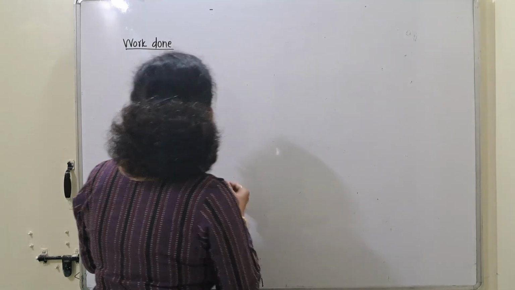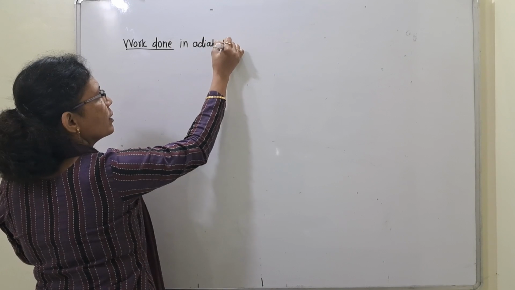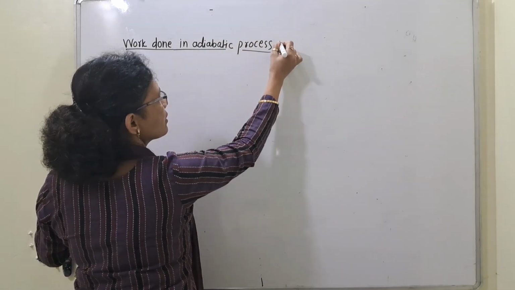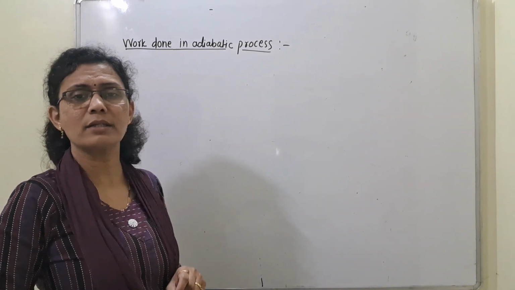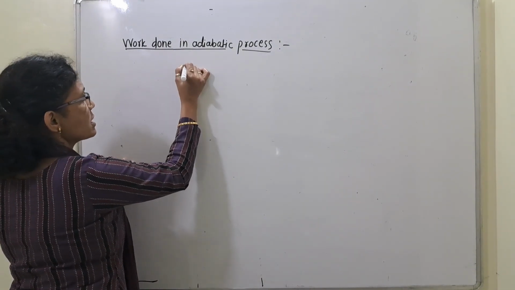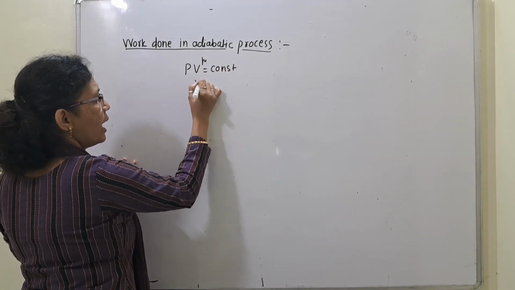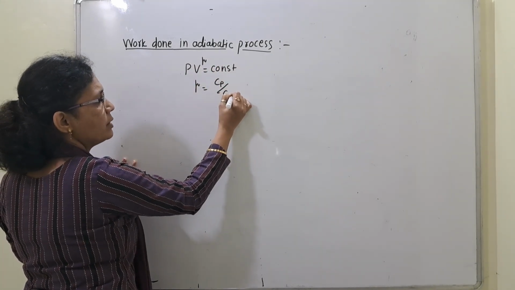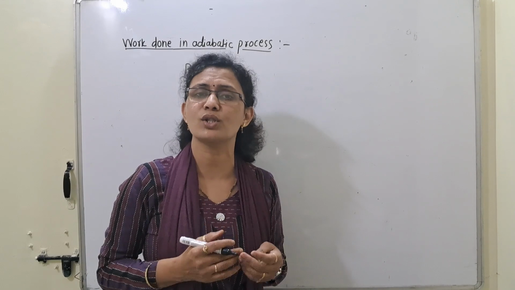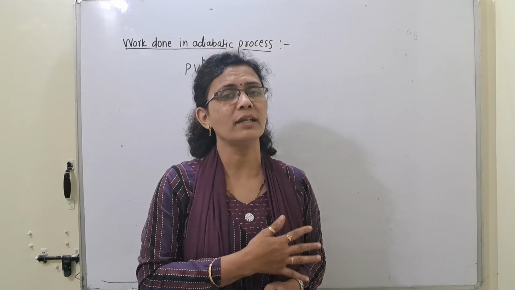Okay, so work done in adiabatic process. Here we have to consider the expression for the adiabatic process. What is that expression? That is PV raised to gamma is equal to constant, where gamma is nothing but Cp upon Cv. Here no term remains constant because there is no exchange of heat. In an isothermal process there is exchange of heat and therefore temperature remains constant. But here that is not the case.